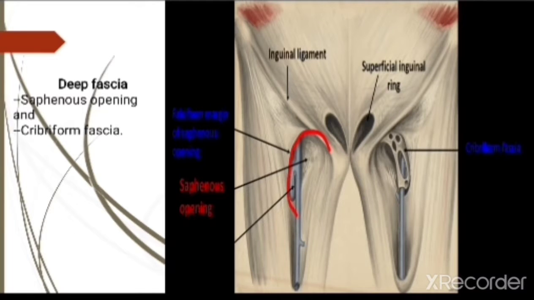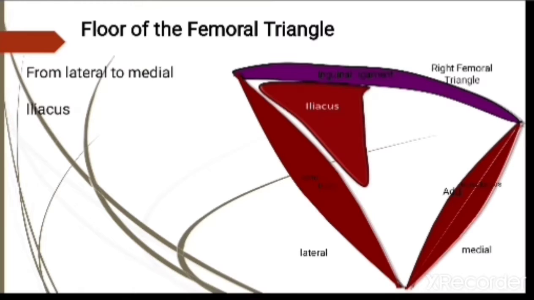Then in the roof, beneath the superficial fascia, we have the deep fascia. This deep fascia in the femoral triangle possesses two modifications. One is the saphenous opening, which we have demarcated with the red color. Then the cribriform fascia. The cribriform fascia is the modification of deep fascia which has various pores in it. That is why it is named cribriform, having a sieve-like appearance.